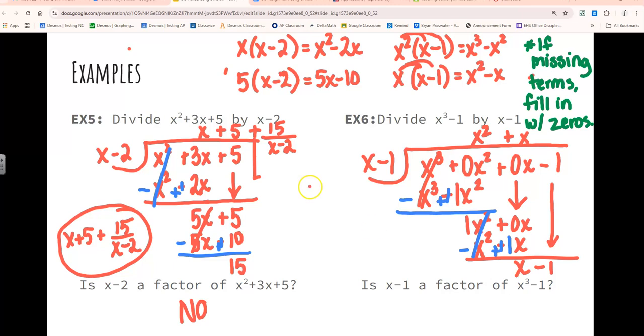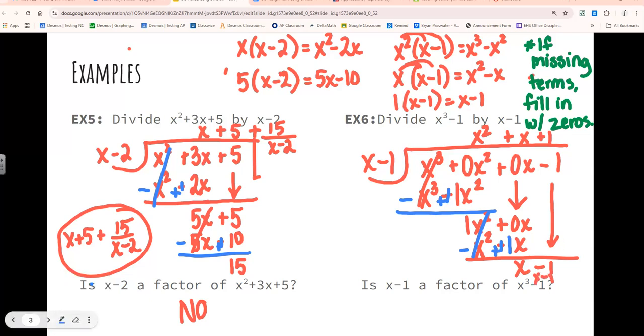What? Not 0. 0 times x would be 0. 1 times x would give me x, so I'll put a plus 1 right here. Then I'm doing 1 times x minus 1. Well, that is just x minus 1, right? So when I multiply, I'm running out of room right here. I get an x minus 1.